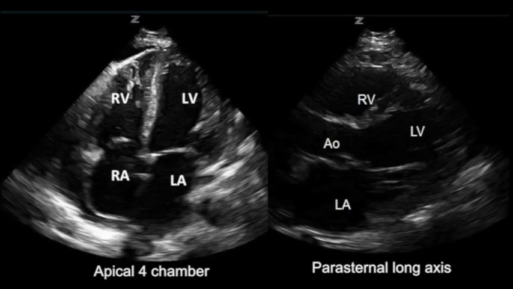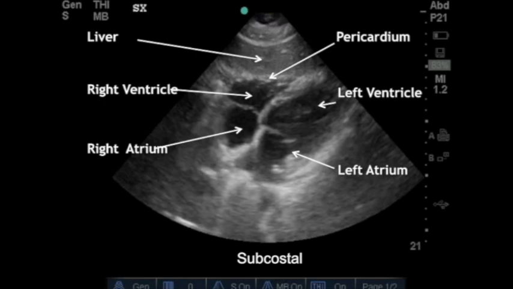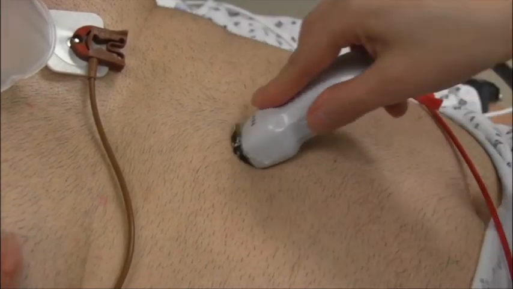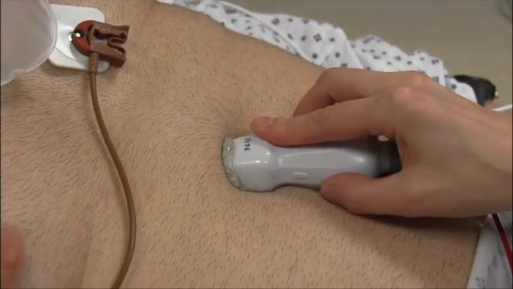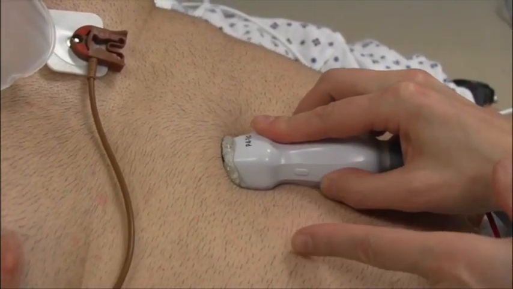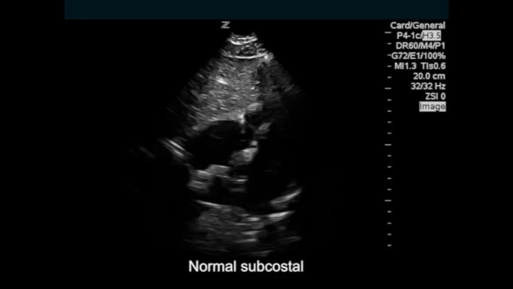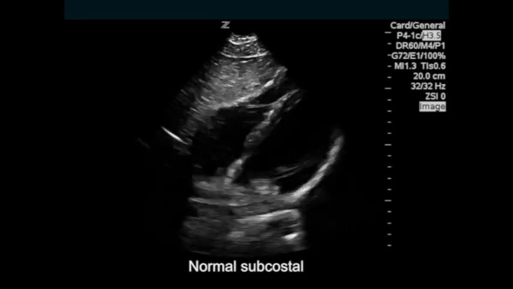A subcostal or apical 4-chamber view plus a parasternal long axis view can be used to answer these questions. You're probably familiar with the subcostal view from the FAST exam. A low-frequency curvilinear or phased array transducer can be used. The transducer should be placed in the subcostal position with the probe marker pointed toward the patient's right. Let's look at an ultrasound of a normal subcostal view.